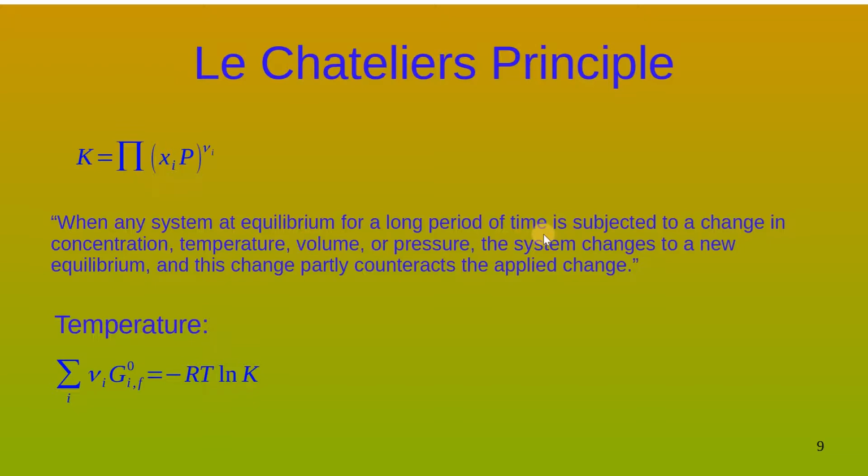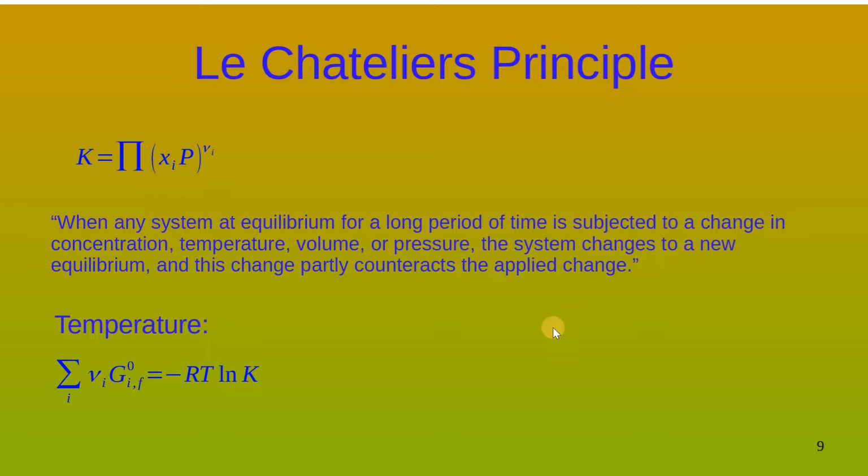for a long period of time. Now, "for a long period of time" was added because you need to understand one thing. It is for systems which are in equilibrium and truly in equilibrium. For a long period of time would mean that there are no changes in the concentrations of the reacting mixture for a long period of time, is subjected to a change in concentration, temperature, volume or pressure. The system changes to a new equilibrium, and this change partly counteracts the applied change.